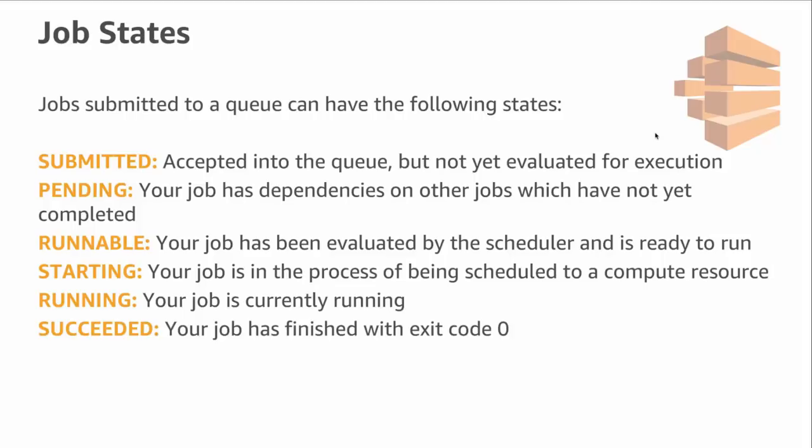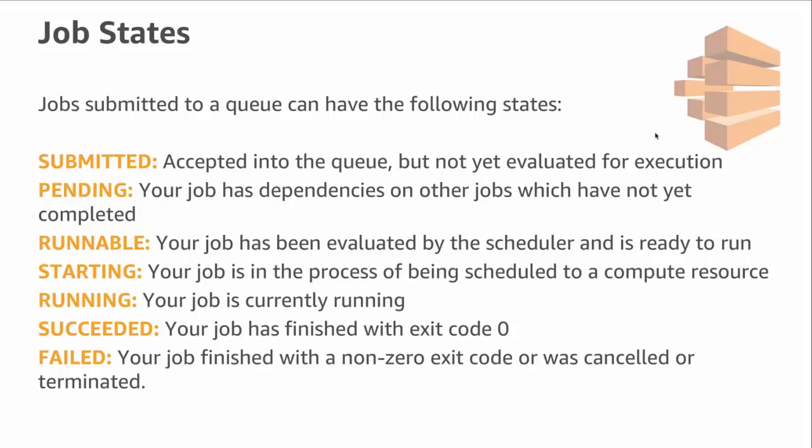And then succeeded, right? So once your job has finished, it will exit with code 0, which means the job finished and the job has succeeded. If for whatever reason your job finishes with a non-zero exit code or was canceled or terminated, in that case, instead of going into the succeeded state, it would go into the failed state. And at that point, you would be able to go back and look at the logs and understand what may have happened with your job, if you don't quite understand why it exited.